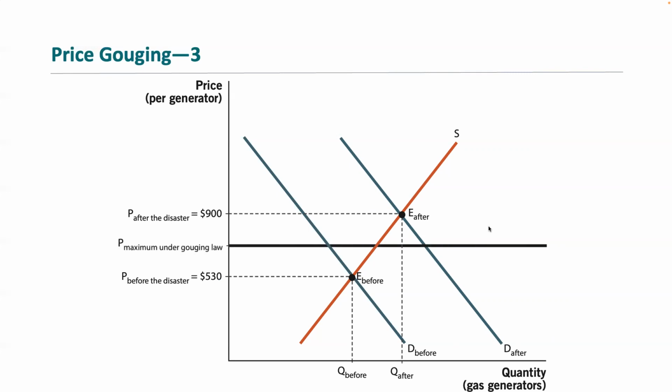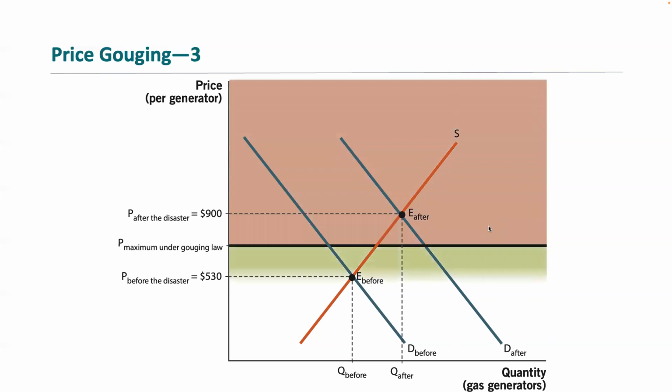Now, if there was a maximum price because of a gouging law, anything in red would be an illegal price and anything in the green would be acceptable. That would create a shortage because suppliers are losing that incentive and the price ceiling is less than the equilibrium price. So overall, instead of the market naturally correcting itself, we would end up with a shortage because of that price gouging ceiling.